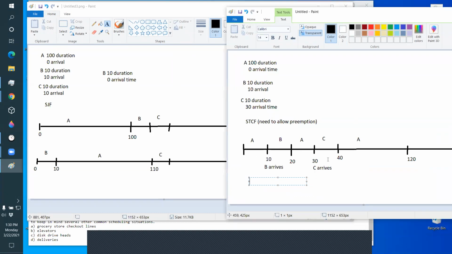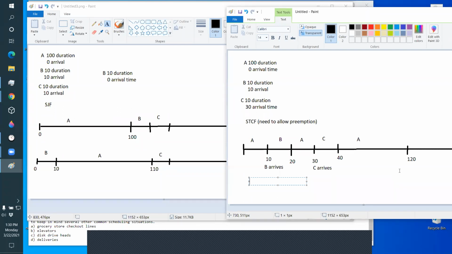Okay? The average turnaround time here is going to be real short because B's turnaround time is only its runtime. Its turnaround time is from the time it arrives to the time it ends, and that's just 10. Same with C. And A's turnaround time isn't that much worse than if it was over here. It was from here to here. Now it's from here to here. A didn't really get affected that much by this. B and C are helped a lot by this, and A isn't really hurt very much by this.